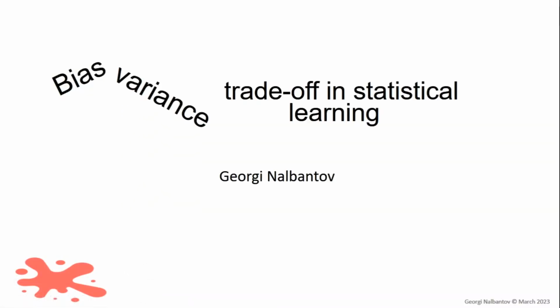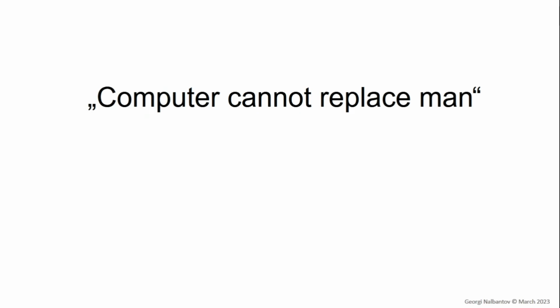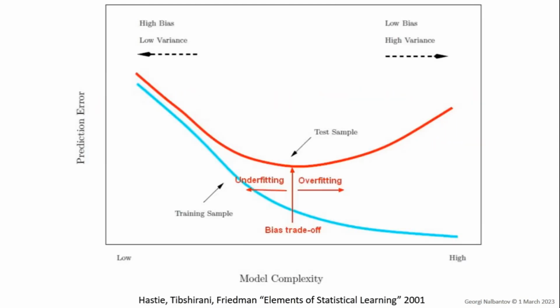Welcome to today's presentation on the bias-variance trade-off in regression analysis. It's a famous topic, and today I will show you a numerical example on how to work with it. But we start with a quote: "Computer cannot replace man." It's a famous quote, but who said it? Actually, the original is from a cannibal wisdom.